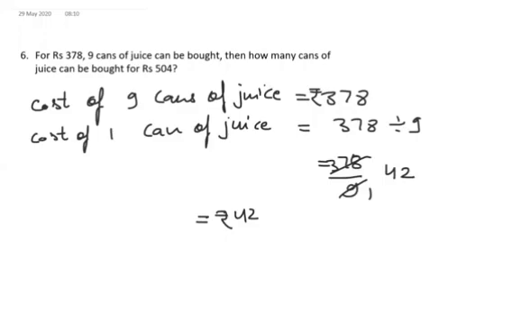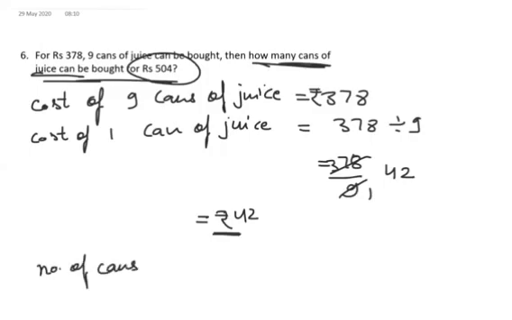So cost of 1 can of juice is rupees 42. Now the question is asking how many cans of juice can be bought for rupees 504. So if the price of 1 can is 42 and you have rupees 504, how many cans of juice can you purchase?